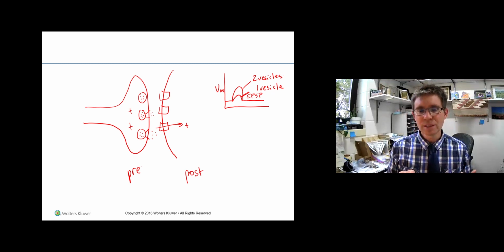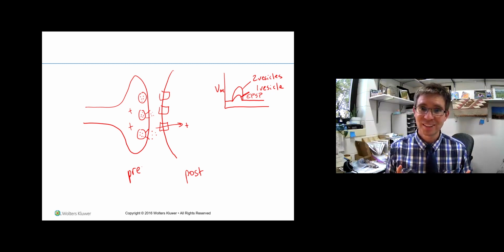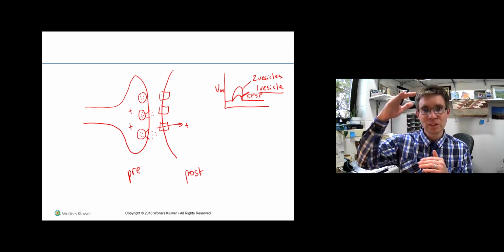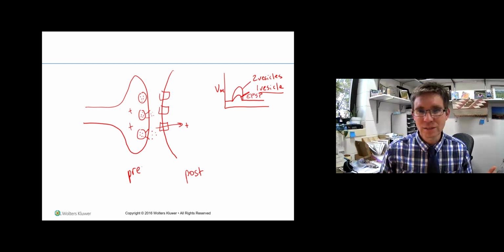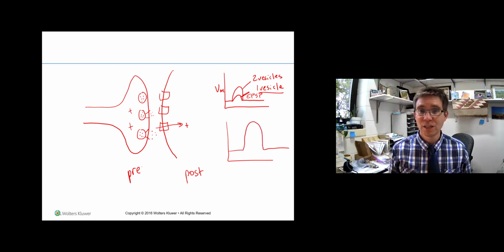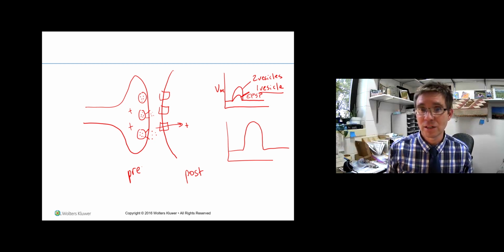And so what this means is that you can actually determine how many vesicles were released at any point in time by measuring how big the EPSP was. If you know how much of an EPSP one vesicle causes, then you just measure how big the EPSP is, and if it's 5 times as big as one vesicle, then you know 5 vesicles released their contents. So this is what your book refers to as the EPSP being quantized. It just means that depending on how big that EPSP is, you can actually calculate how many vesicles release their contents, because you know what one vesicle releasing is.